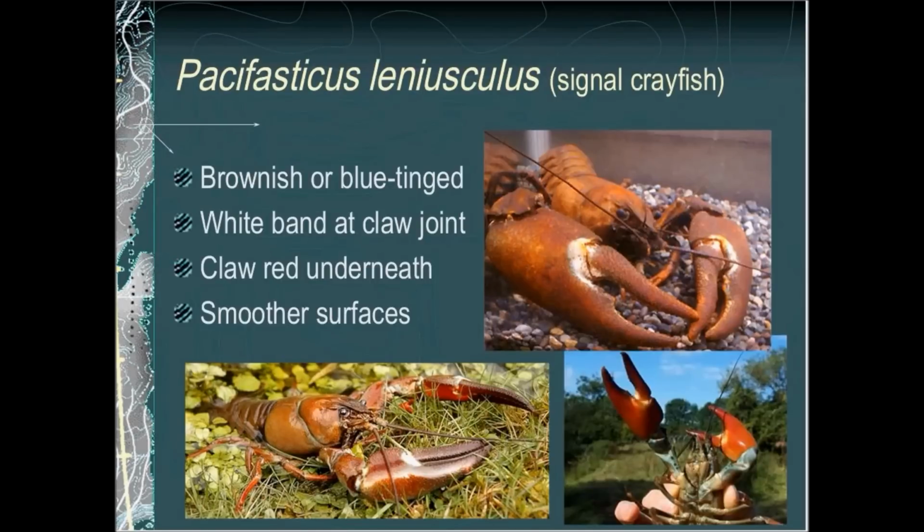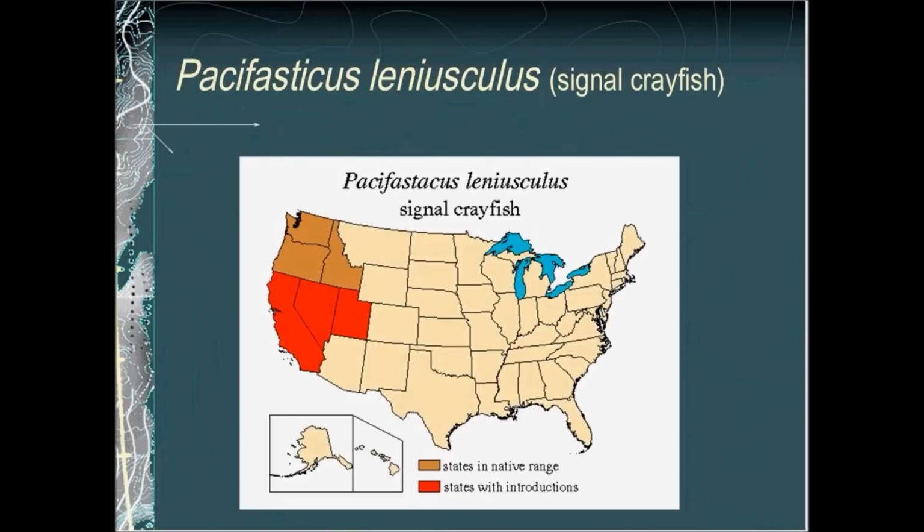So the signal crayfish, the big thing that you want to look for is this joint right here, and it tends to be whitish to bluish in color. They tend to have pretty large claws, and they can get up to 7-8 inches long. I mean, they're a pretty healthy sized crawdad. And on the underside, those claws can be bright red. Now, the surface of these claws and of the body itself is going to be relatively smooth. And then this is just a map that USGS has out. You can see here in brown are the states in which it's native to watersheds within those states, and then in red are the areas that it's been moved around.